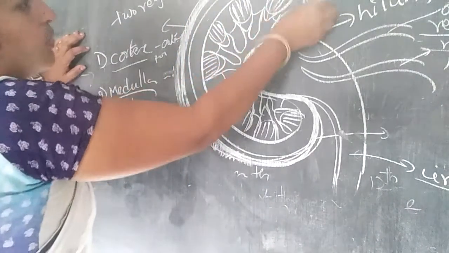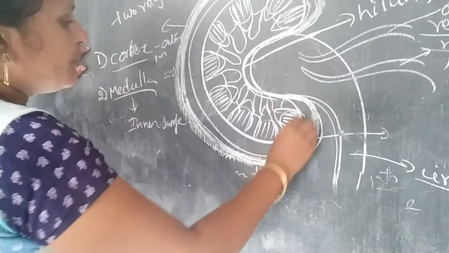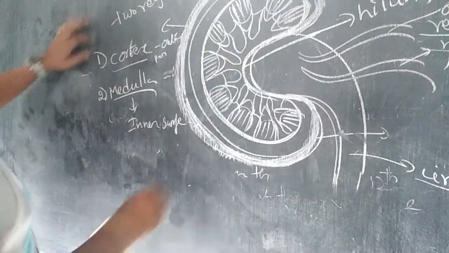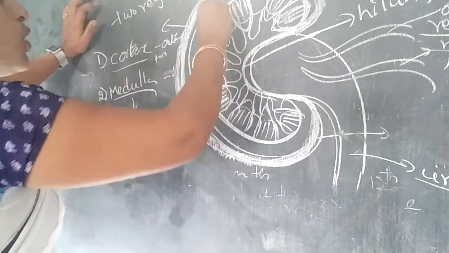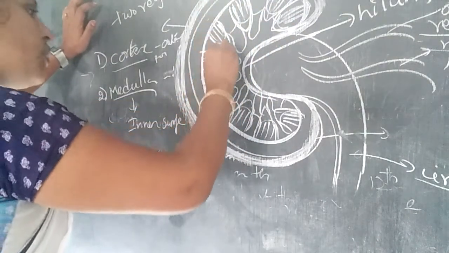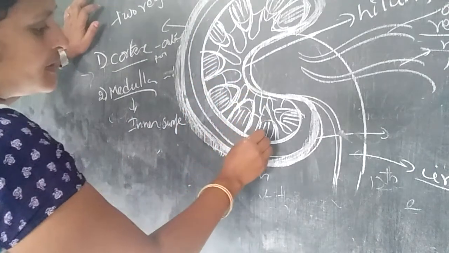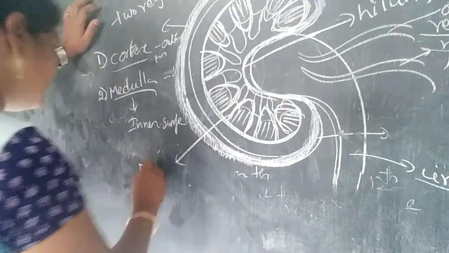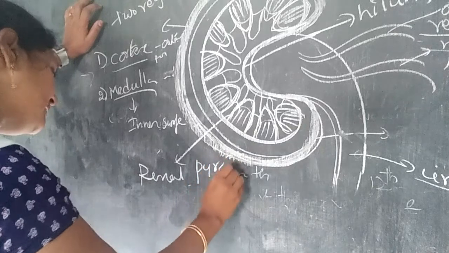This is the outer surface of the cortex, and this one is the medulla. Next, the medulla has cone-shaped structures. These are also called renal pyramids.